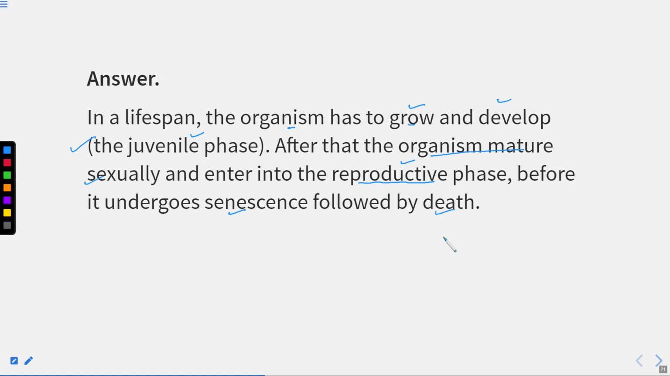So you can write it like this. First is the juvenile phase. Then the reproductive phase. Then after the reproductive phase, the organism or the plant undergoes senescence. And after senescence, death. So senescence leads to death. This is the life cycle of the plant.